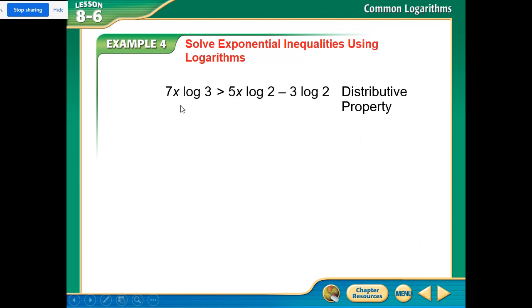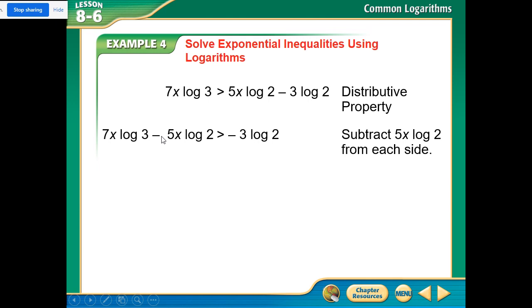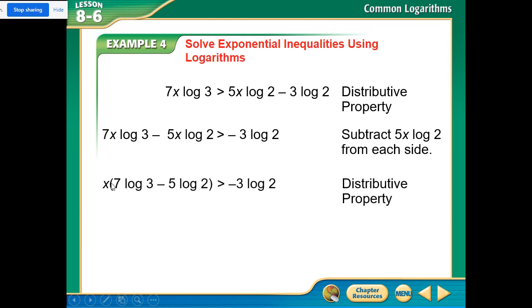Now this has an x and this has an x. They need to get together. So I got to move one of them over. So when I move it over, I make minus 5x log 2. Because it's positive over here, I got to move it over. Now what I'm going to end up doing here is factor out an x. I'm going to take an x out of both of these. So I'm going to have x times 7 log 3 and 5 log 2 left after I take the x out.